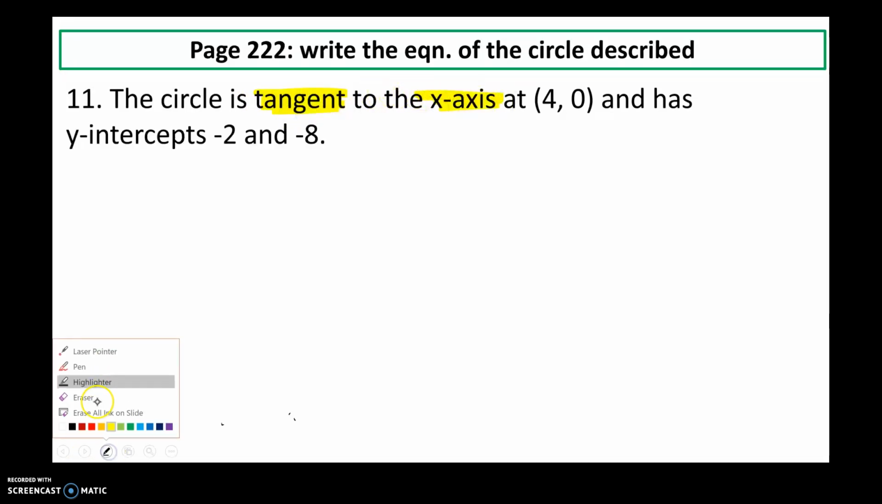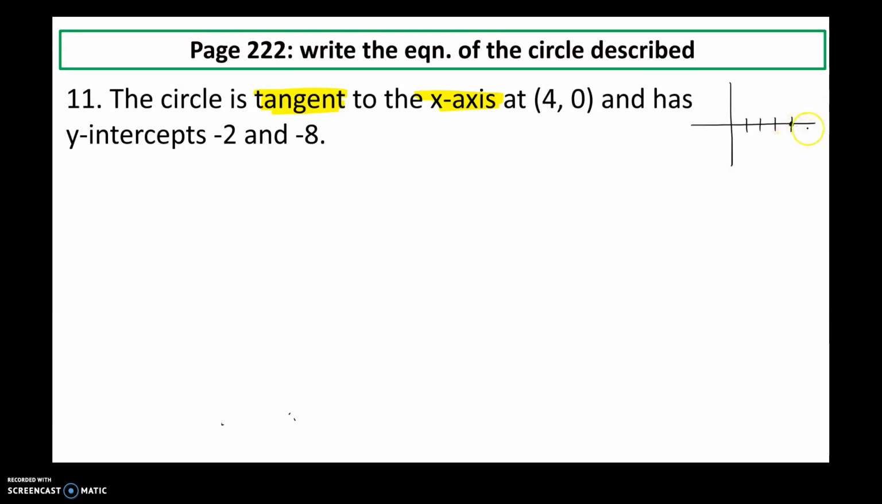So if I think about what this is graphically, 1, 2, 3, 4, if that's my point of tangency, then that means the circle has to intersect right at that point. Okay, so if this is a point of tangency, then that gives me a lot of important information. What that means is it's going to be an endpoint of a given radius. So if I have the point (4, 0) as a point of tangency, then I know 4 has to be the x-coordinate of the center of my circle.